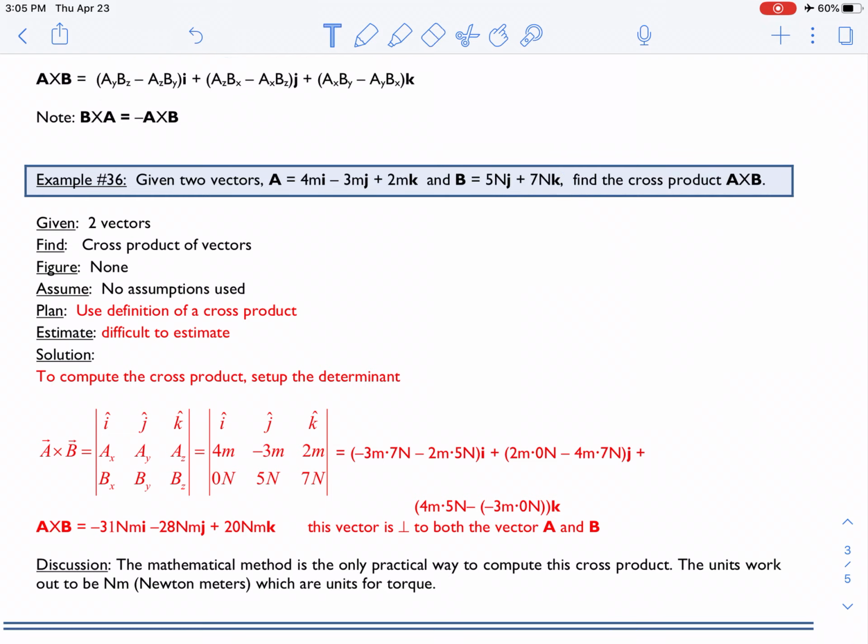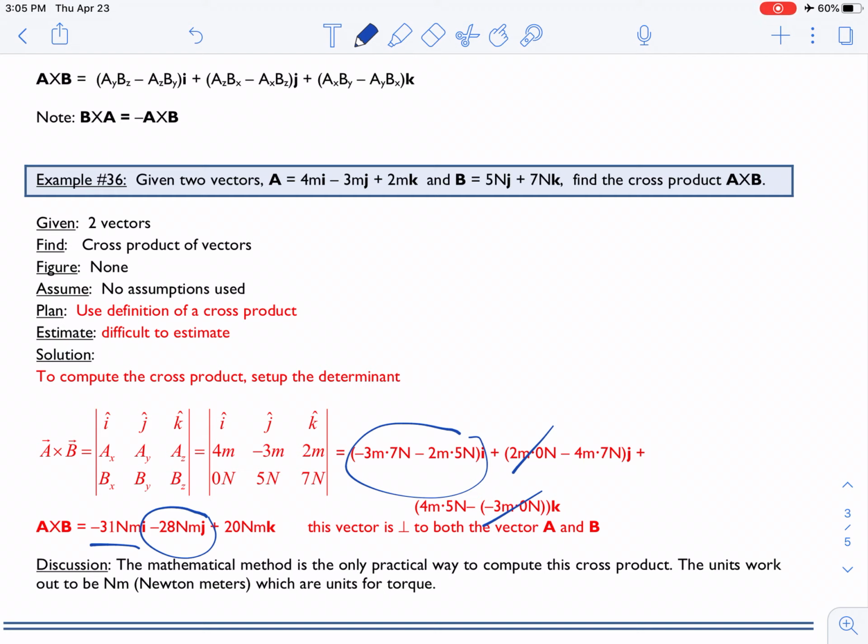So what we have then is the first term here gives us -31 newton meters. And the second term, since this goes to 0, is -28 newton meters. And the last one is giving us, since this goes to 0, 20 newton meters k hat.